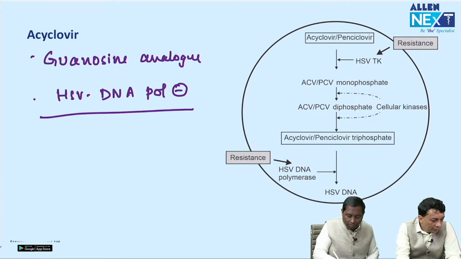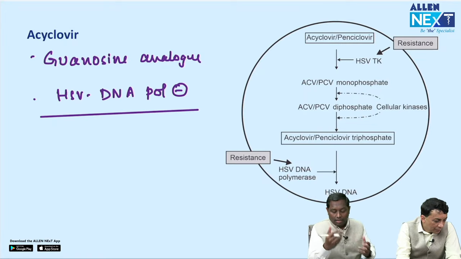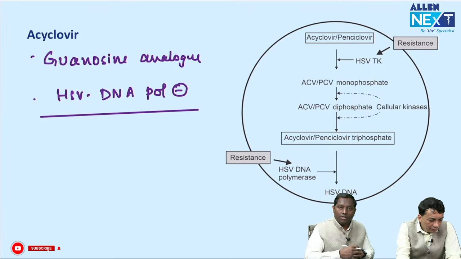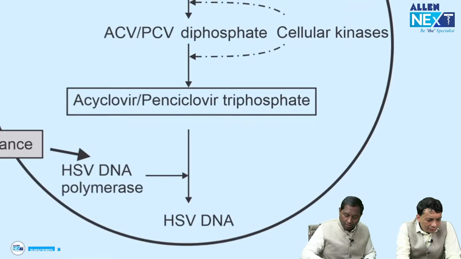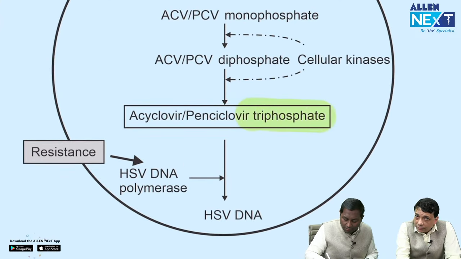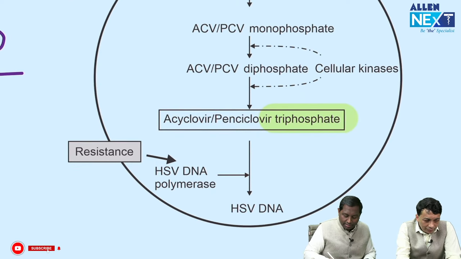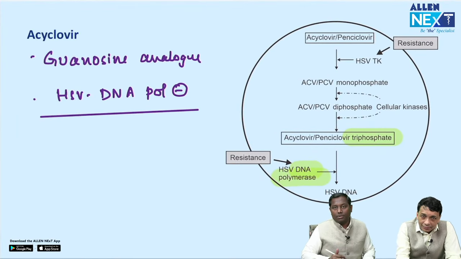Whenever we give acyclovir as a drug, it does not directly inhibit the herpes DNA polymerase. Acyclovir, or let's say penciclovir, will be converted to its active form. That will be acyclovir or penciclovir monophosphate, followed by diphosphate. This diphosphate will be further converted to triphosphate. Do remember a very important point: the triphosphate that is formed here will be incorporated in the viral DNA, the viral genome, and will inhibit the enzyme DNA polymerase. Once they inhibit it, the viral replication will stop. That is how they work in this scenario.